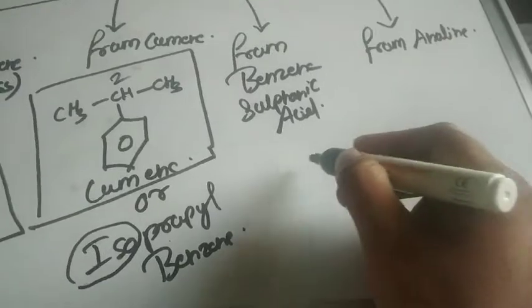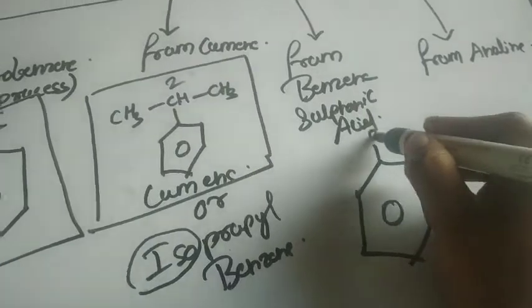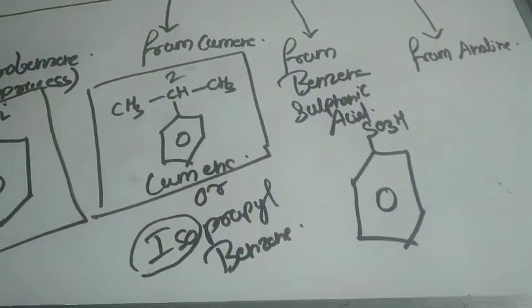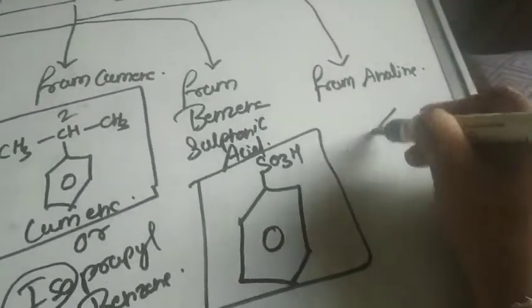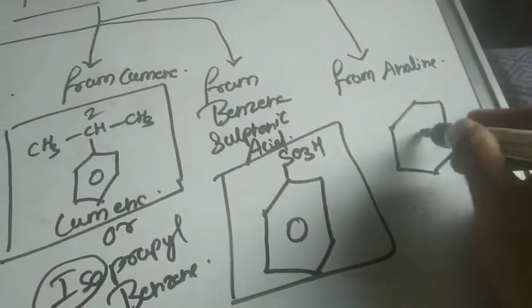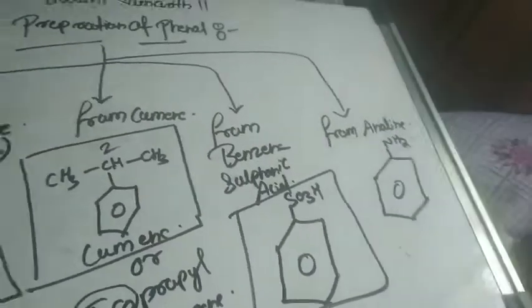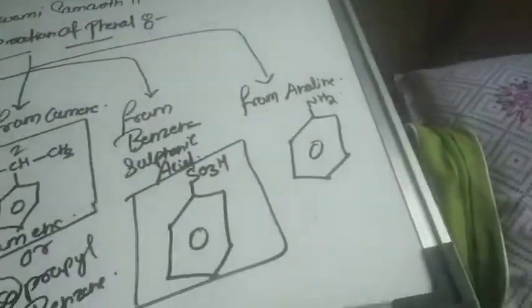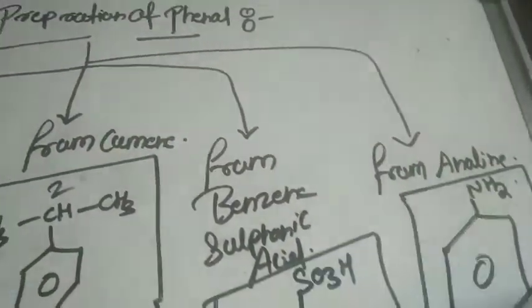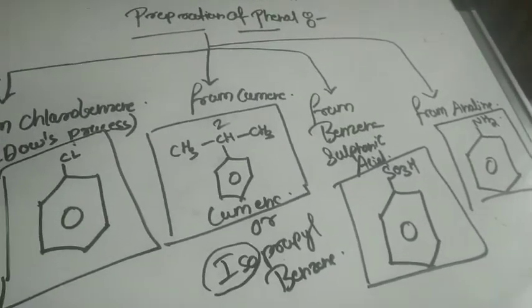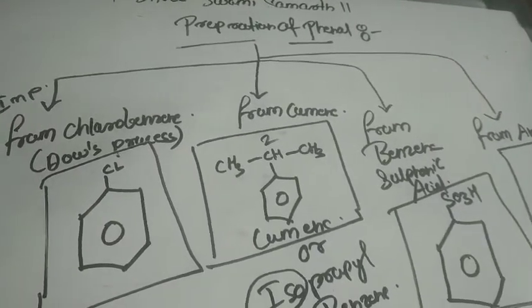Then what is benzene sulfonic acid? This is also very easy. A benzene ring and a sulfonic group. SO3H is nothing but the sulfonic group. So this is what we are going to use in the reaction. Then what is aniline? Aniline is very easy. Again benzene and then NH2, the amine group. Whenever an amine group is attached to a benzene ring, that compound is called aniline. So these are the parent compounds we are going to use in the reaction.